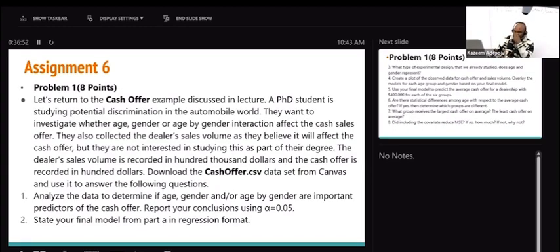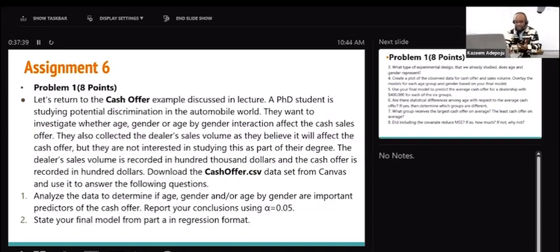Question number 1 in the assignment. You can see what I have now. They want to investigate whether age, gender, or age by gender interaction affect the cash sales offer. If you take a look at question number 1, it says analyze the data to determine if age, gender, and maybe their interaction are important predictors of cash offer. Report your conclusion. This is testing.